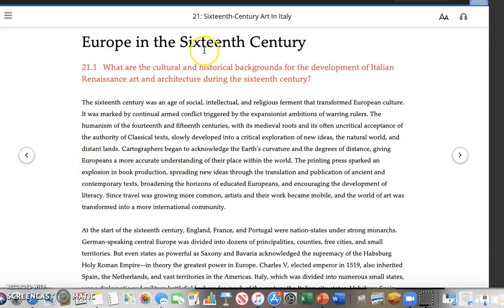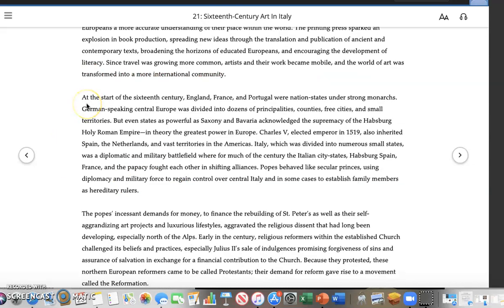And that's why this period, the 16th century, is referred to by historians as the early modern period. The conditions of the modern world are being laid down. And part of that is we already know about the printing press, this tremendous increase in the rate of production, so we have the spread of knowledge, which we started to talk about in the last modules. This is important. They write that at the start of the 16th century, England, France, and Portugal were nation states under strong monarchs, something we haven't seen before.